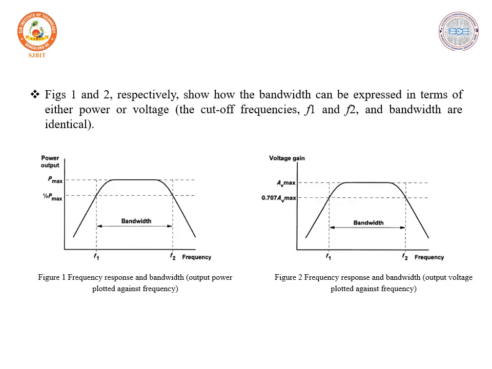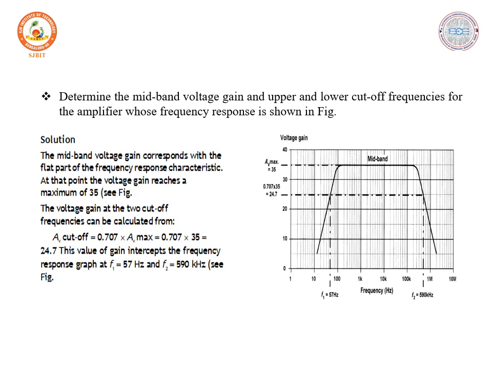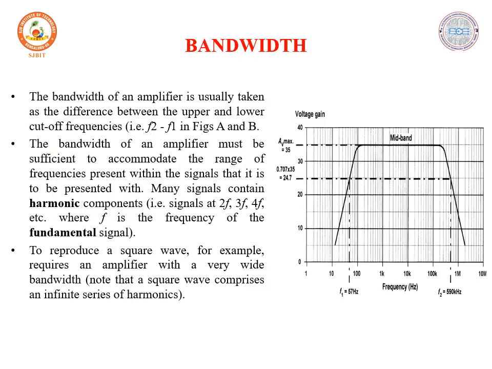We can observe the frequency response with output power plotted against the frequency. You can also consider output voltage plotted against the frequency. These are the two curves we are going to show. We get the F1 and F2 frequencies, and using them we find out the bandwidth. This is the example of how to find the mid-band voltage gain and the upper and lower cutoff frequencies of an amplifier, whose frequency response we show. Using F1 and F2 we can find out the bandwidth also.